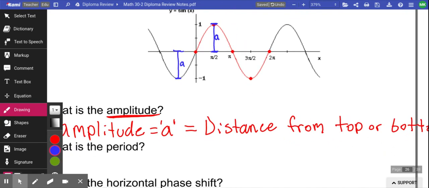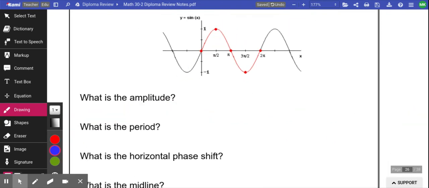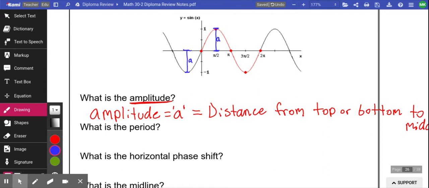Second thing that we need to do is calculate your period. Your period is on your formula sheet. Your period formula is on the bottom left-hand side of your formula sheet. On your formula sheet, it'll tell you that your period equals 2 pi divided by something called your B value, which we'll talk about in a bit. Your period is how long something takes to repeat or cycle.